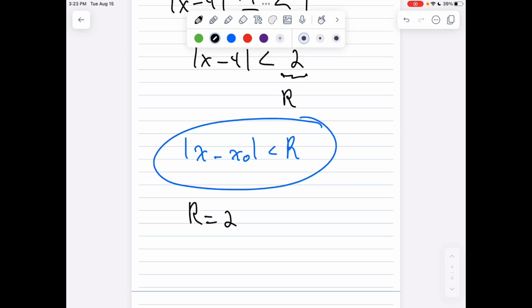Now the next question that might come up when doing these problems is finding the interval of convergence, and we'll do that in another video here.